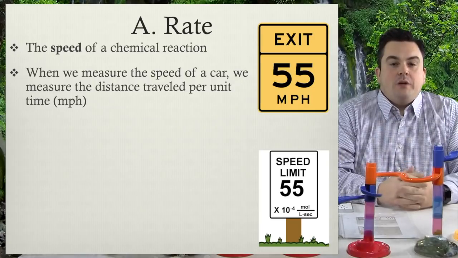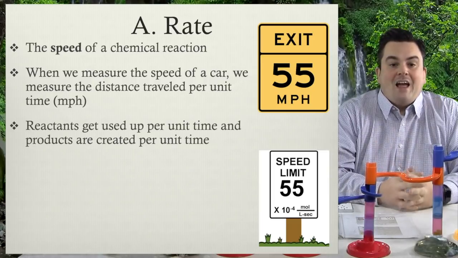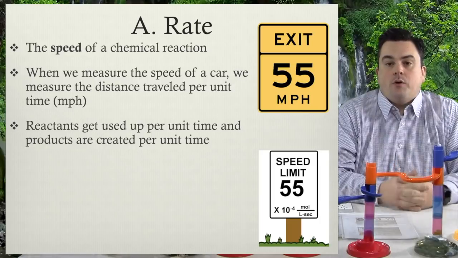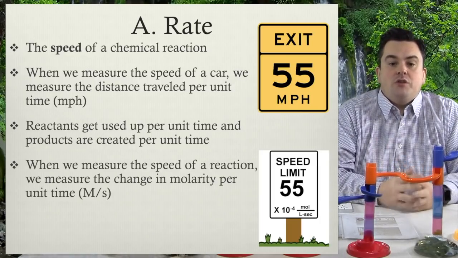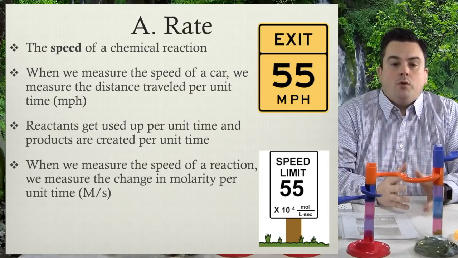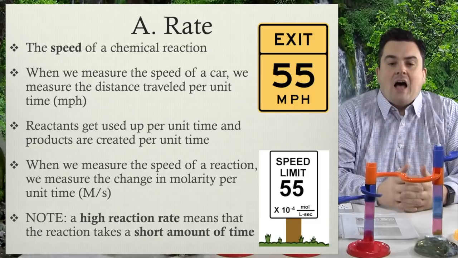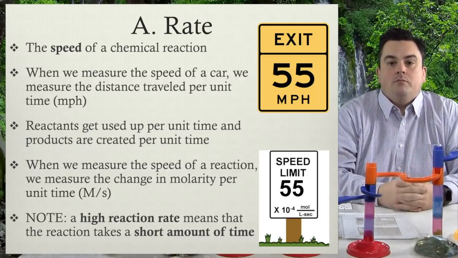When we measure the speed of a car, we measure the distance traveled per unit time, miles per hour or mph. Reactants get used up per unit time and products are created per unit time. When we measure the speed of a reaction, we measure the change in molarity per unit time, or molar per second. Note, a high reaction rate means that the reaction takes a short amount of time.